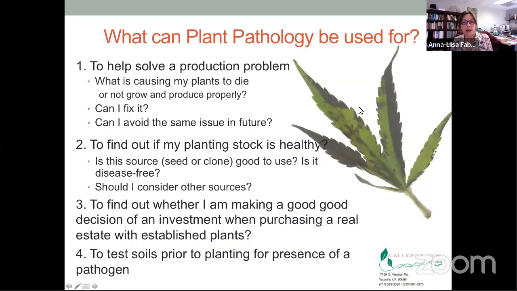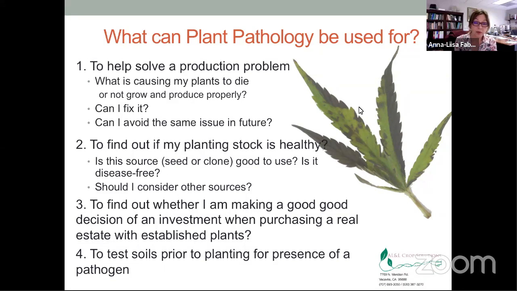So what can plant pathology and this diagnosis be used for? Most of the samples that we're getting back here in the lab, especially the cannabis samples, have been coming to solve a production problem. A grower wants to know, a consultant wants to know why the plants are not performing like they should be. Is there something we can do about that? And maybe even avoid the same issue in the future.